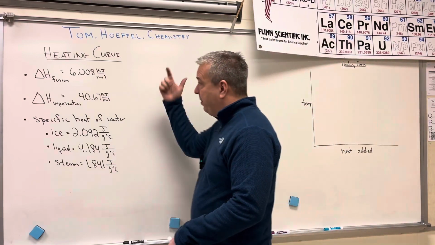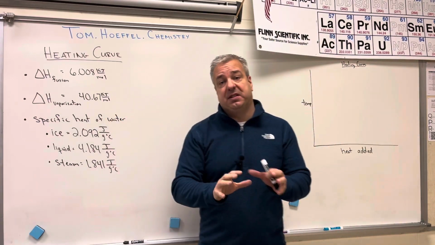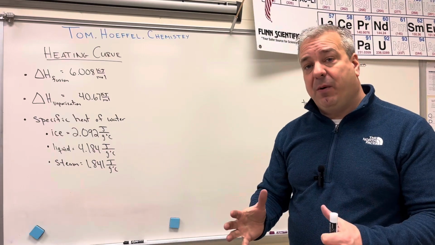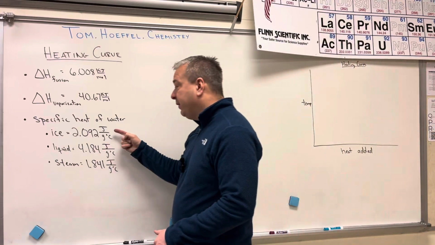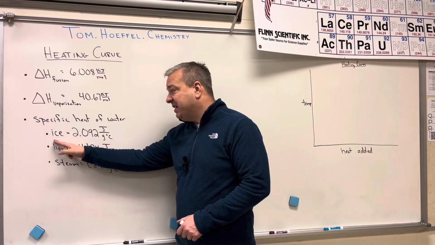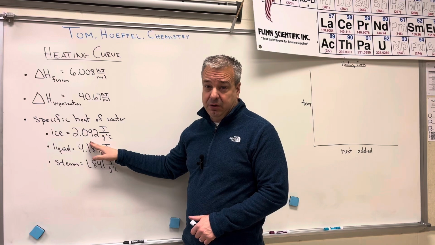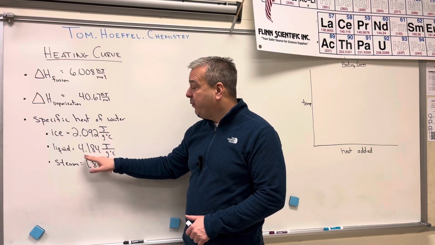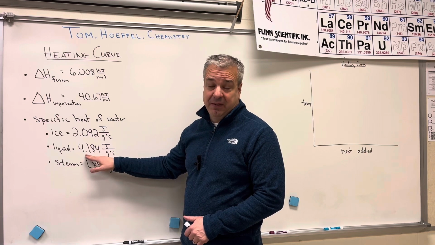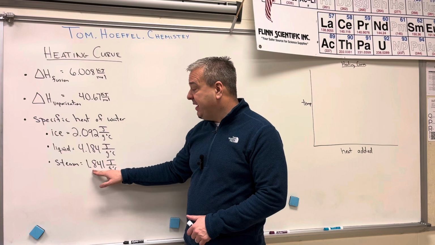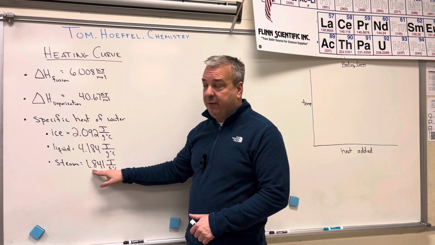In this video, we're going to be talking about heating curves, specifically the heating curve of water. What you need to know about water is that it has different specific heats depending on whether it's solid, liquid, or gas. When it's ice, the specific heat is 2.092. When it's liquid water, 4.184. This is the number that we're probably used to from the last couple videos. But if it's in the gas phase, if it's steam, the specific heat of water is going to be 1.841.